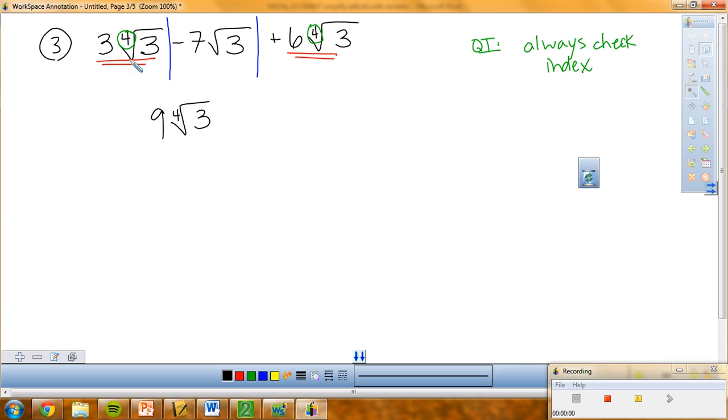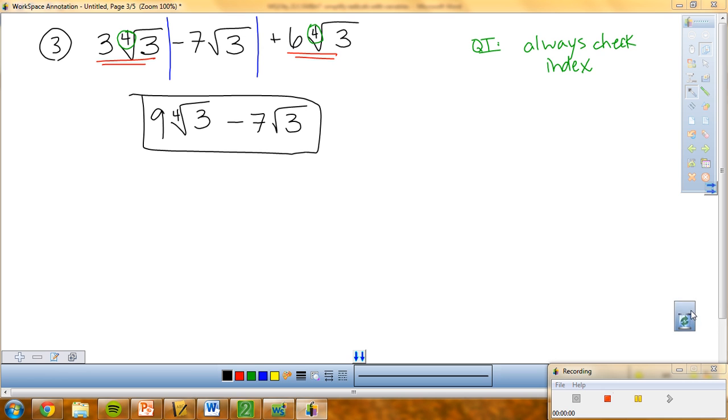The only thing I'm combining is my coefficients. And then negative 7 is just kind of by itself, so I leave it by itself. Again, I cannot combine any further because I don't have any like terms. Alright, so these were mostly simplified radicals, and all we needed to do was combine.